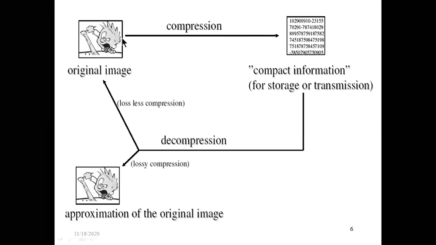Okay, so actually this is the process where we apply compression and decompression on the image. Compression is used to store or transmit, and decompression is used to display the image, either lossy image or lossless image. So this is the process of image compression and decompression.